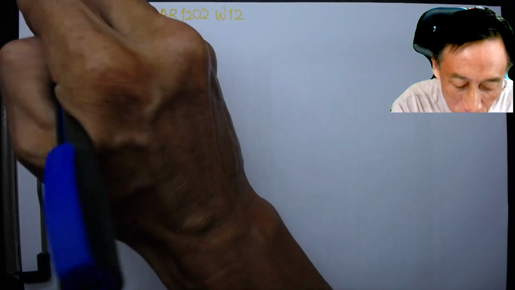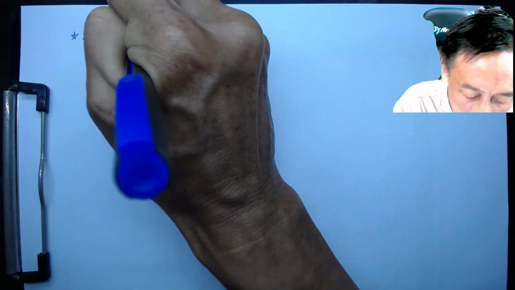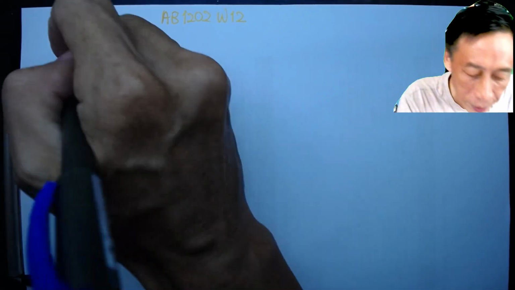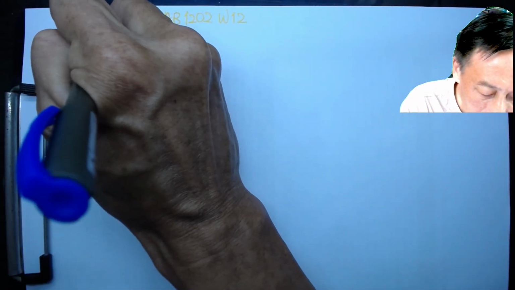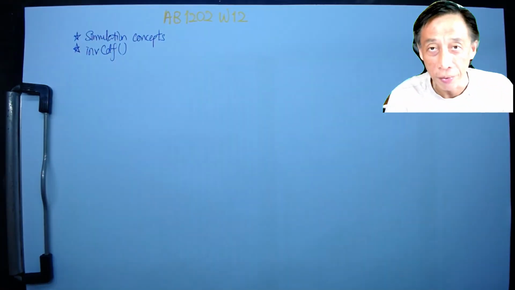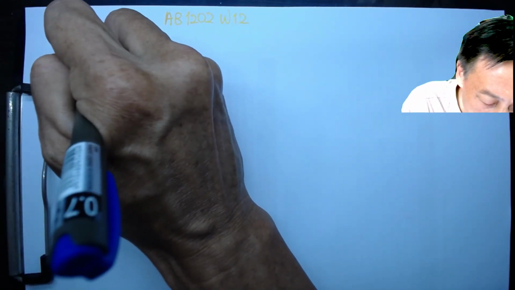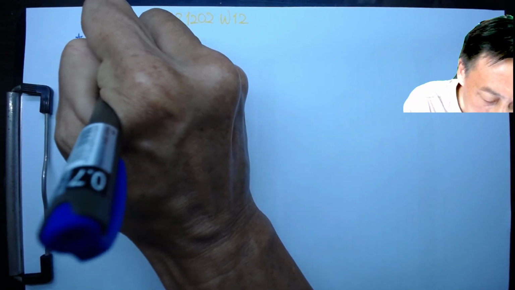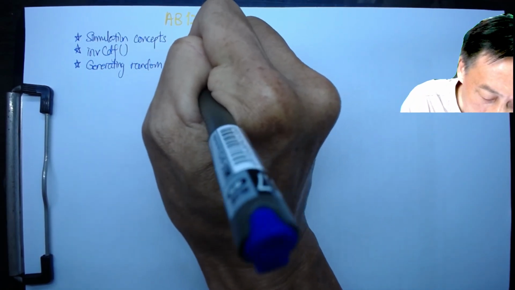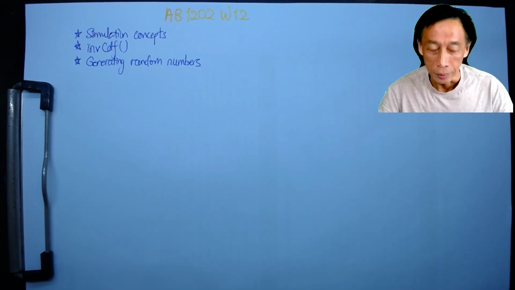In this video, we'd like to talk about simulation concepts, what are the basic ideas and goals, right? And then we want to look at the core of everything under simulation, the inverse CDF function. And after understanding that, we will talk about generating random numbers. Okay. All right, let's get into the agenda itself.